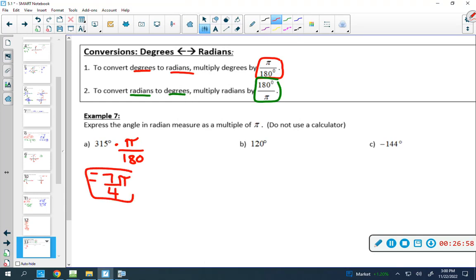So you can use your calculators to reduce the fraction. We just don't want the pi key in some random decimal answer. So same thing, pi over 180.